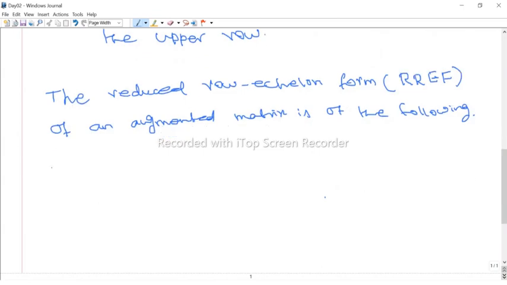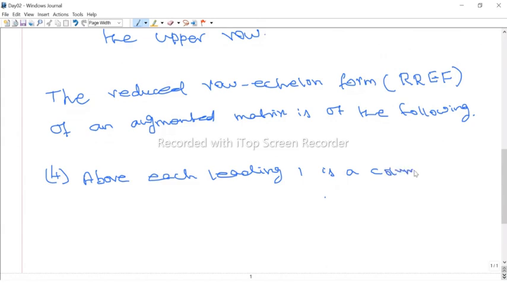So maybe I can write the fourth point. We have to take the first three points for this definition. The fourth point should be: above each leading one should be zero. Leading ones should be a column of zeros. Columns should be zero, columns of zeros.